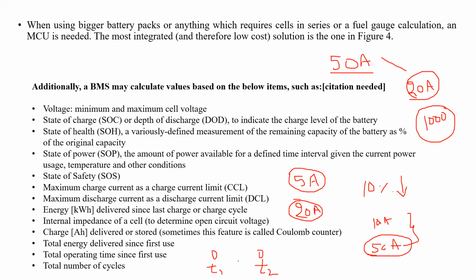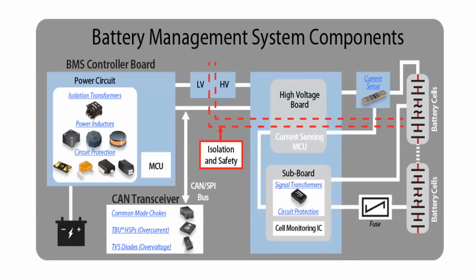So total operating time since first use, जब से आपने चालू किया यूज करना है, कितना टाइम, कितने आवर्स ये ऑपरेटिंग में. That should also be calculated by the battery management system. Means how much power delivered, how many times charging and discharging हुए हैं. Okay, so how much time ये battery operating conditions में है, how much time use की है. So all these functions should be monitored by the battery management system.